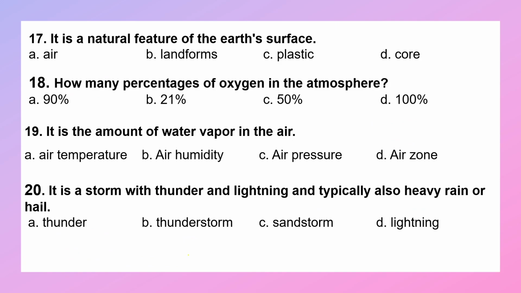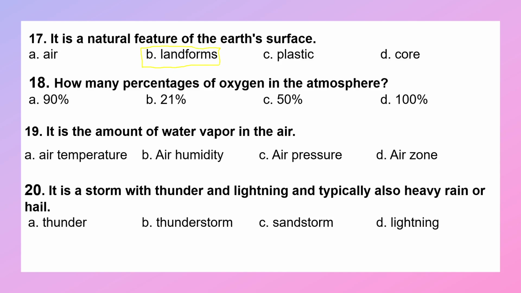Next, number 17. It is a natural feature of the Earth's surface. What is a natural feature? A, air. B, landforms. C, plastic. D, core. The natural features on Earth's surface is the landforms.